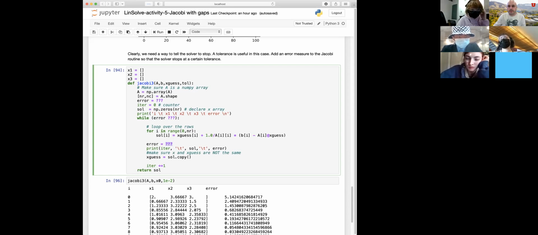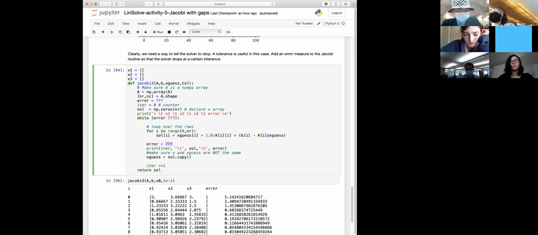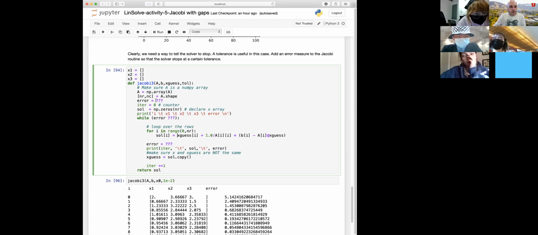Anyone have any idea? Let's start with the error over here. We're going into the Jacobi algorithm. We need to put in an error here, an error measure. What do you think?